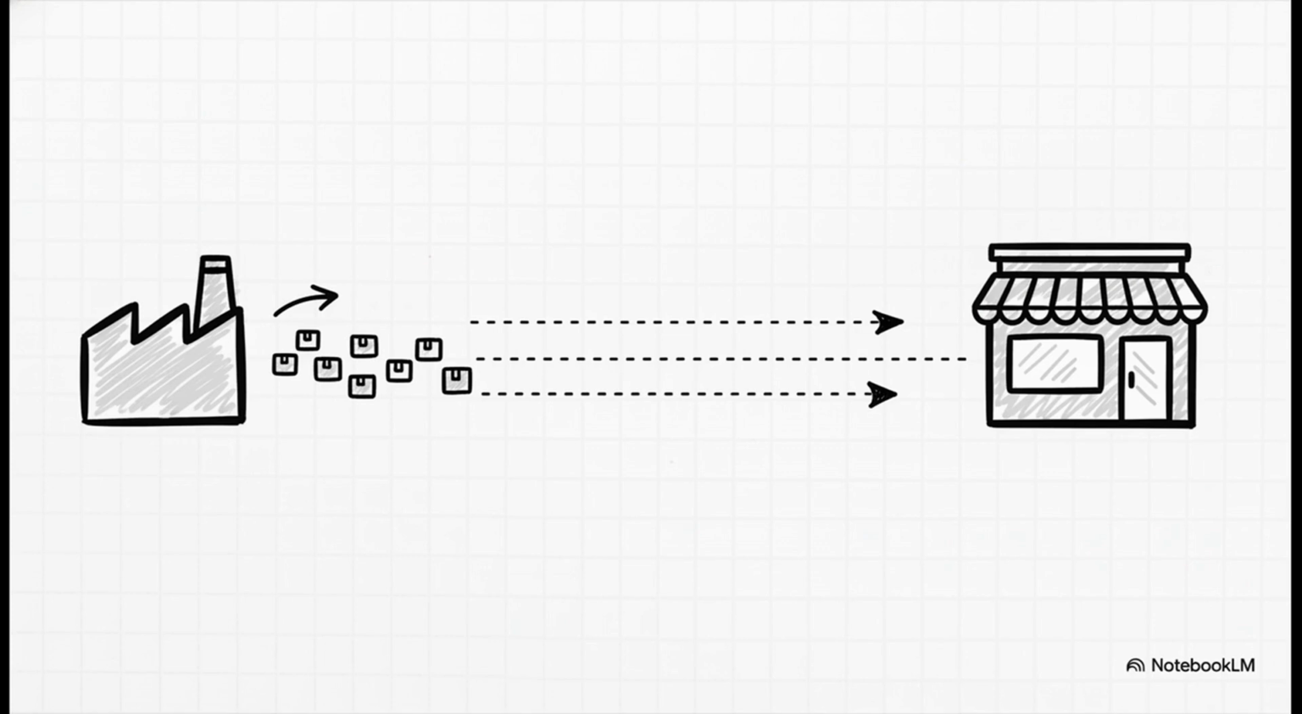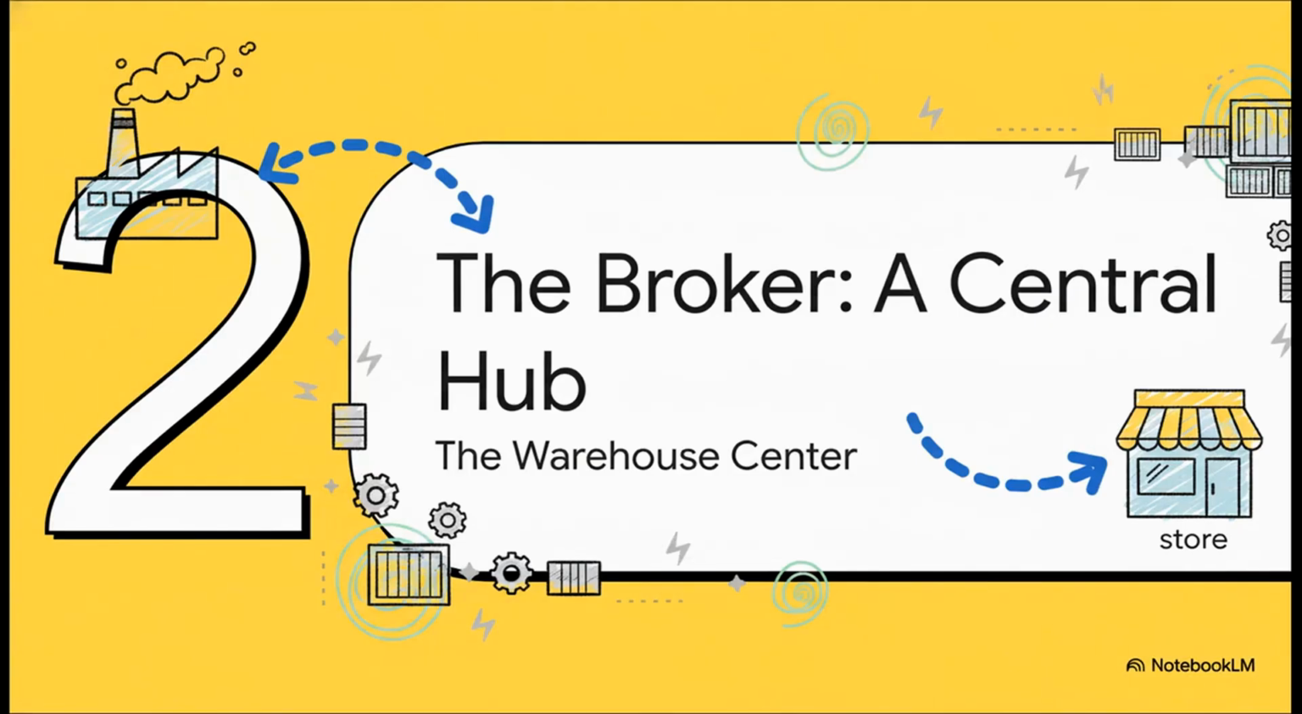Let's use an analogy here because it really helps. Think of producers as factories, just cranking out goods 24/7. And consumers? They're the retail stores that need to sell those goods. Now, can you imagine the chaos if every factory tried to deliver directly to every single store? It would be an absolute nightmare. So what's the solution? What sits between the factory and the store? Well, that brings us to the hero of our story, the broker. This is our central logistics hub, our massive warehouse center.